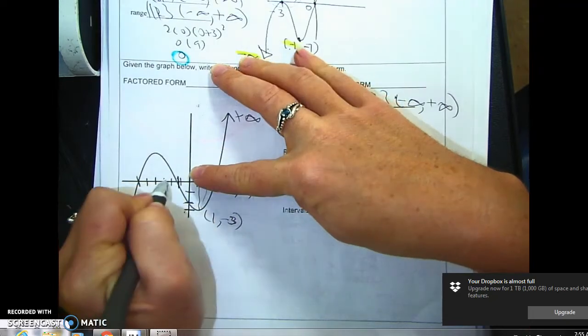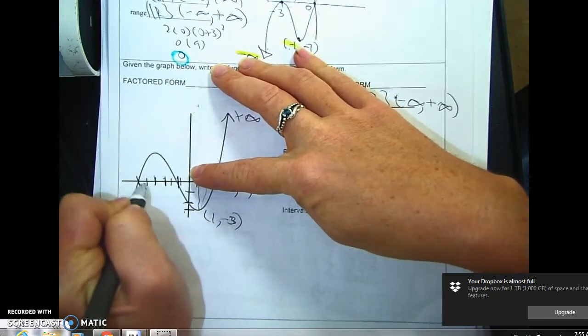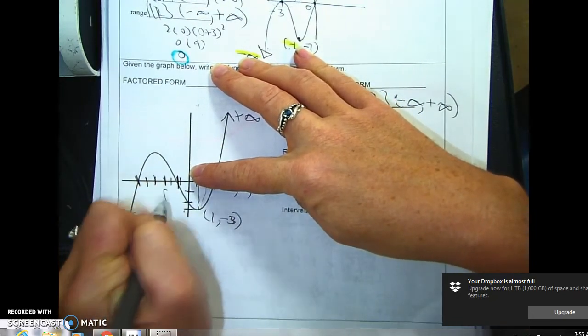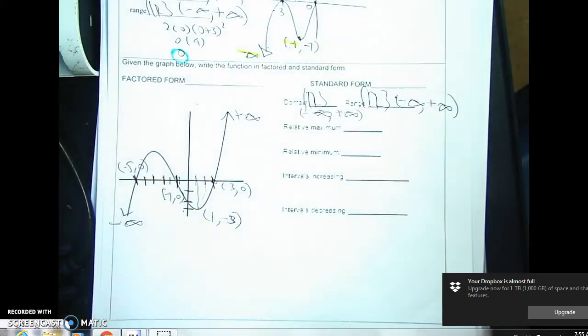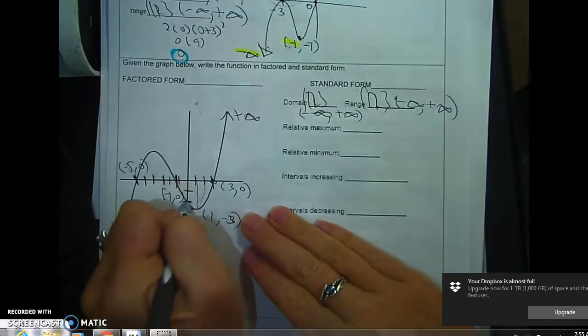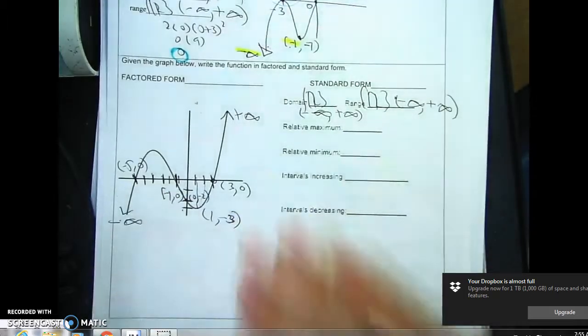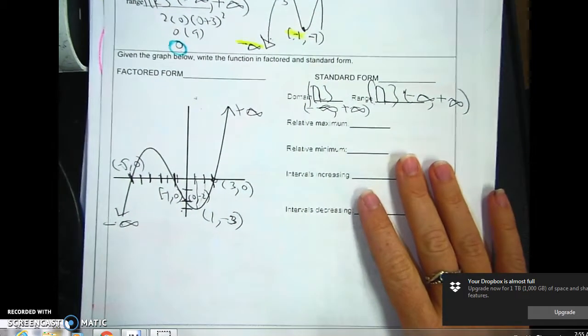So we're going to go 1, 2, 3, 4, 5. So negative 1, 0, negative 5, 0. Okay. The y-intercept is 0, -2. I know it got a little bit messy. I really apologize for that.